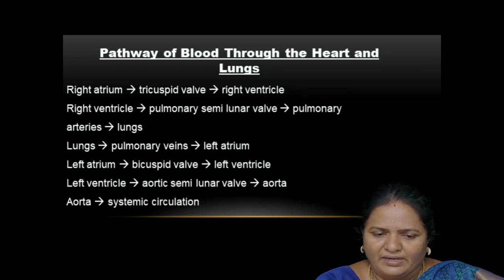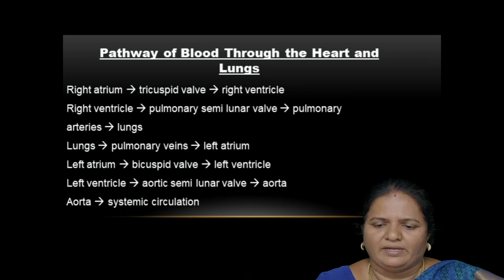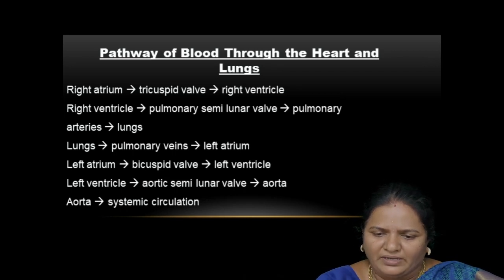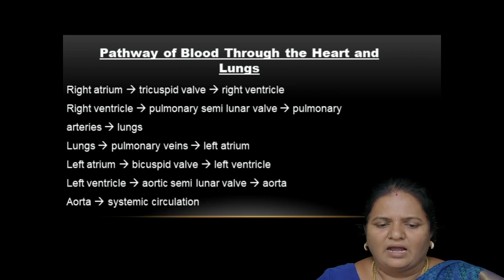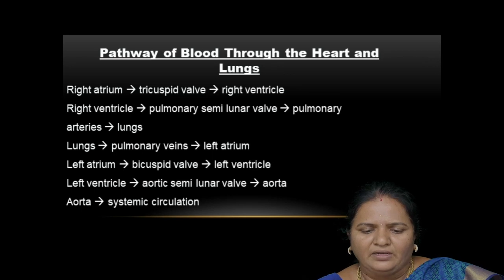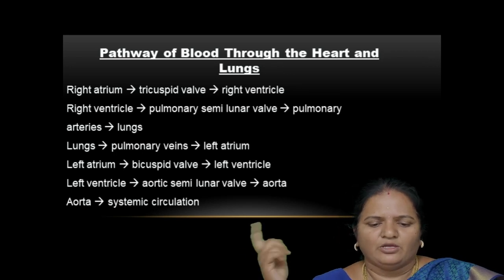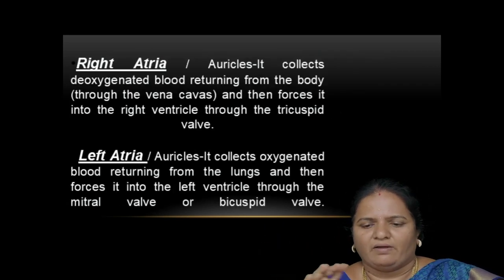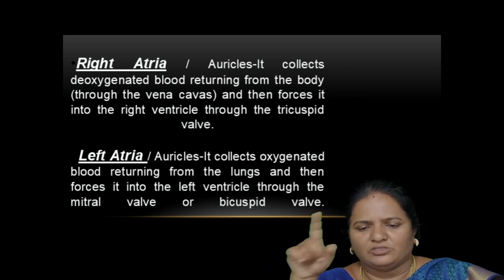Right atrium, from the right atrium, tricuspid valve to right ventricle. Right ventricle, from the right ventricle it is going inside the pulmonary semilunar valve and pulmonary arteries, and again it reaches lungs. From the lungs it reaches pulmonary veins and left atrium. From the left atrium it reaches the bicuspid and left ventricle. Left ventricle, then semilunar valve, aorta. Aorta, systemic circulation. At that time the circulation is finished.